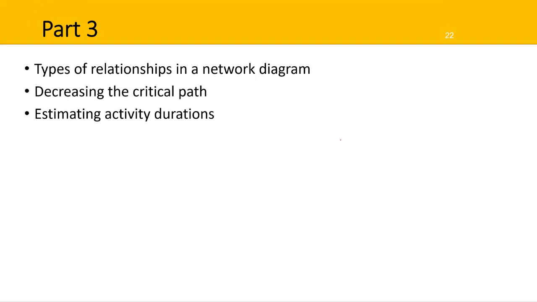In part 3, we'll look at the different types of relationships in a network diagram in more detail. We'll look at opportunities to decrease the critical path and therefore the length of the project. And we'll also look at some tips for estimating how long activities should go for, the activity durations.